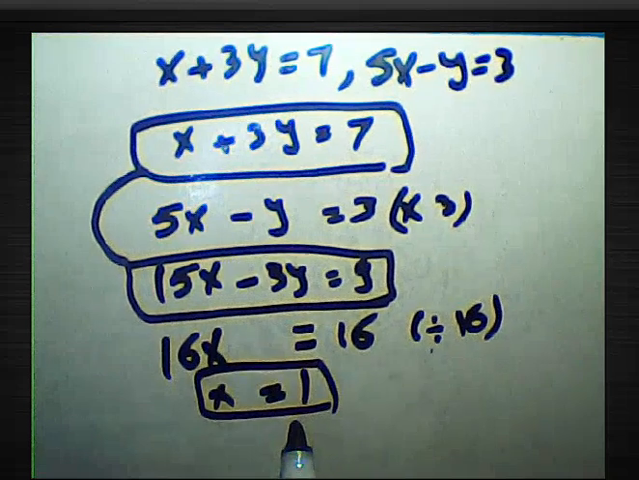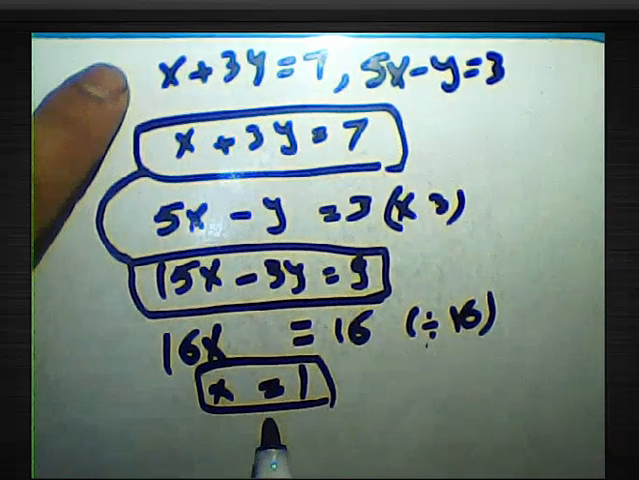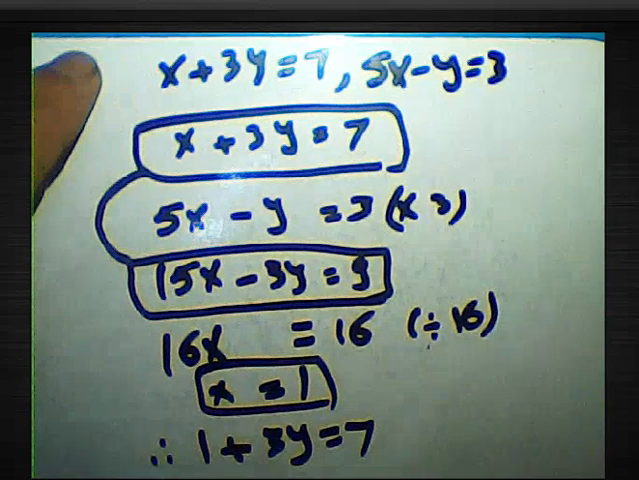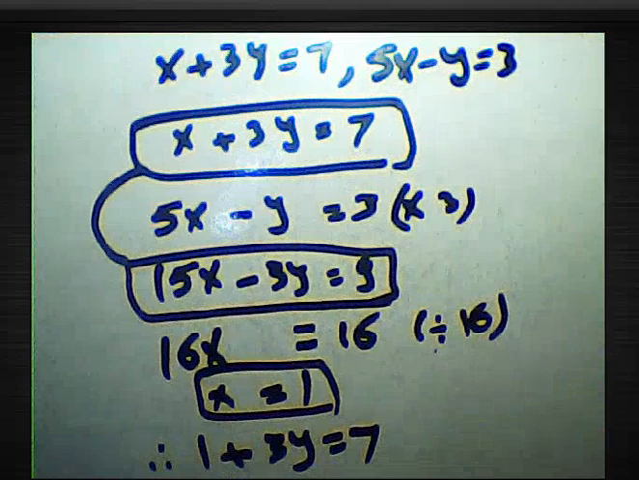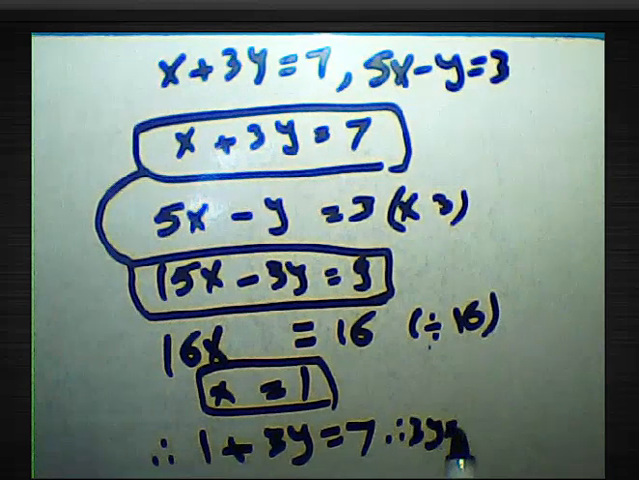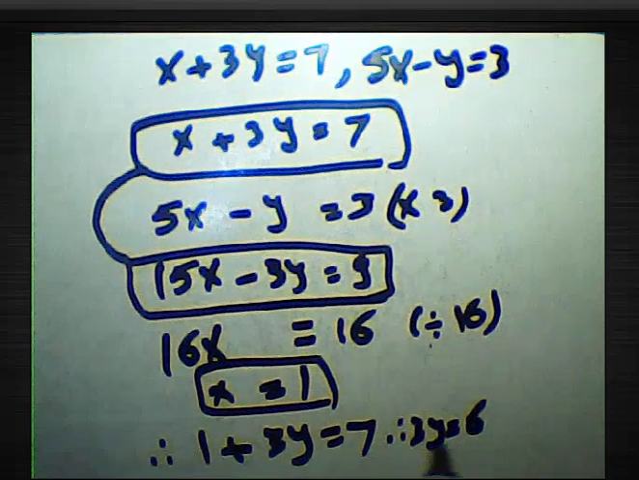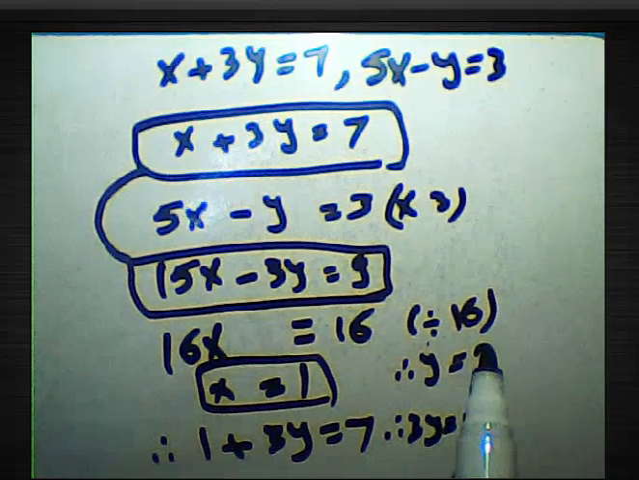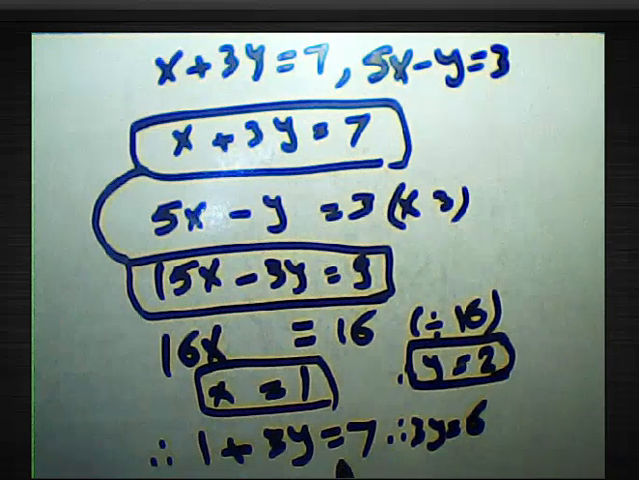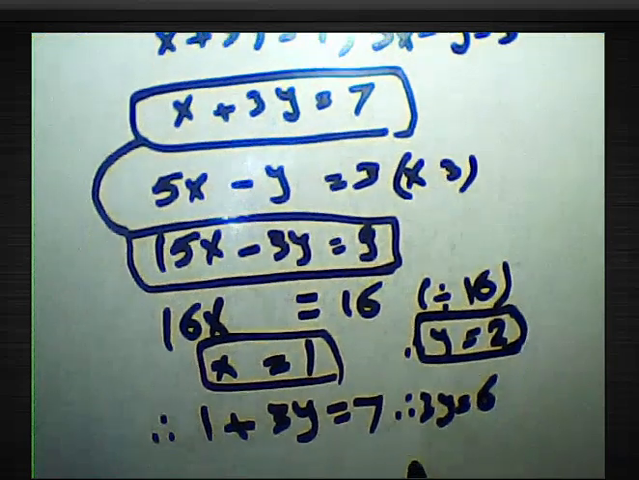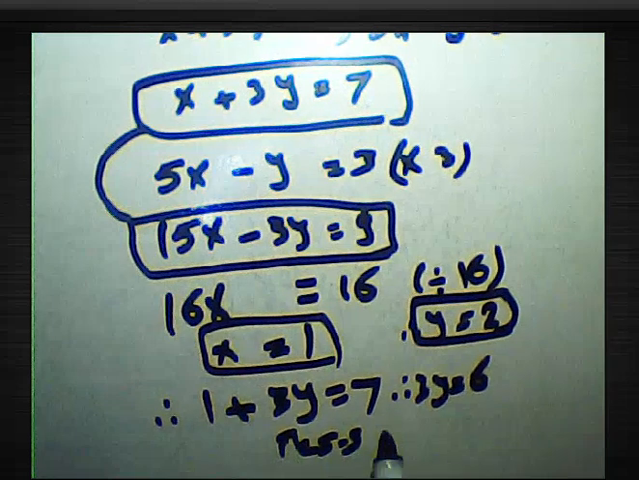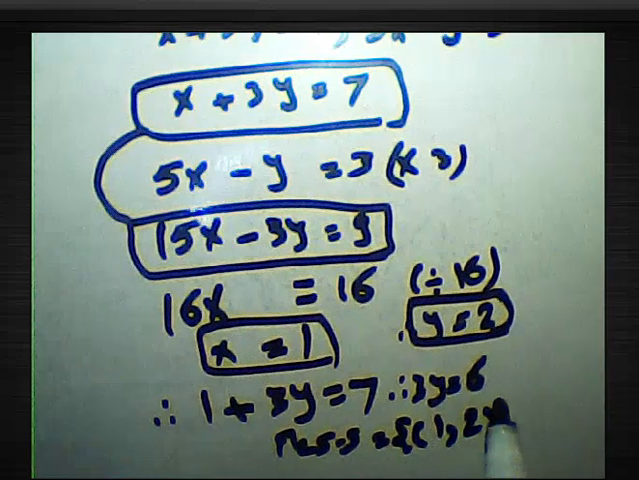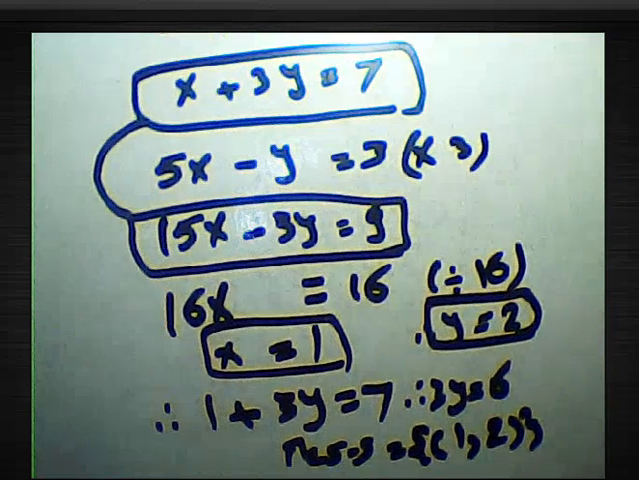We get x equals 1. Here is the first equation, then 1 plus 3y equals 7, and then moving 1 from the left hand side to the right hand side, then 3y equals 6. 7 minus 1 equals 6, and then divided by 3, then y equals 6 divided by 3 equals 2. So the solution set will be the ordered pair of x and y, x equals 1 and y equals 2. This is the result of this system.